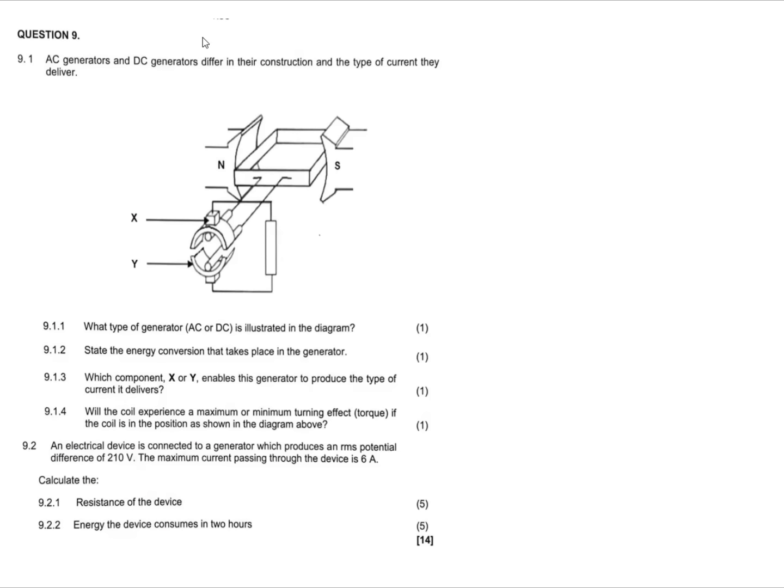All right, so we have yet another question, 9. 9.1 says AC generators and DC generators differ in their construction and the type of current they deliver. Right. 9.1.1 says, what type of generator is this, AC or DC, illustrated in the diagram? Now we can see this is a split ring. There are gaps in between this, right? So 9.1.1 would have to say DC, right? And then 9.1.2 says state the energy conversion that takes place in this generator. A generator, guys, so it's mechanical to electrical energy.